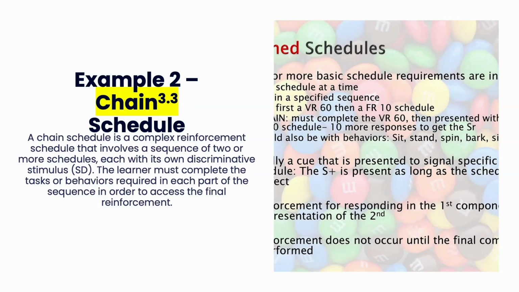Chain schedules is a complex reinforcement schedule that involves a sequence of two or more schedules, each with a discriminative stimuli. The learner must complete the tasks or behaviors required in each part of the sequence to get the final reinforcement. The difference between multiple and chain schedules is with the multiple schedule, you don't need to do both schedules to get reinforcement. As long as you engage in enough behavior, you'll get the reinforcement. With chain, you have to complete all the schedules to get the reinforcement, but they do have those separate SDs.